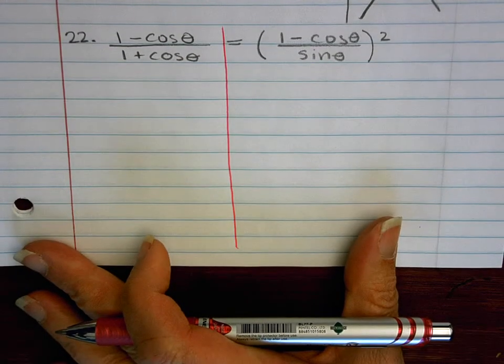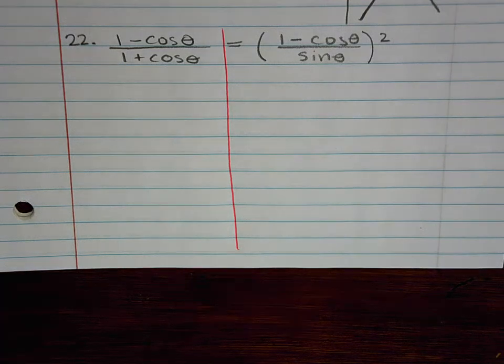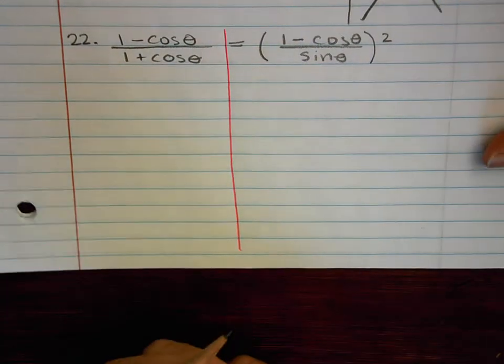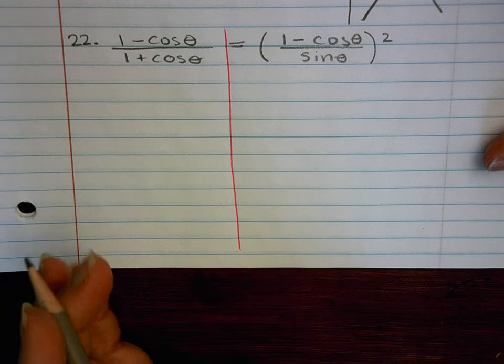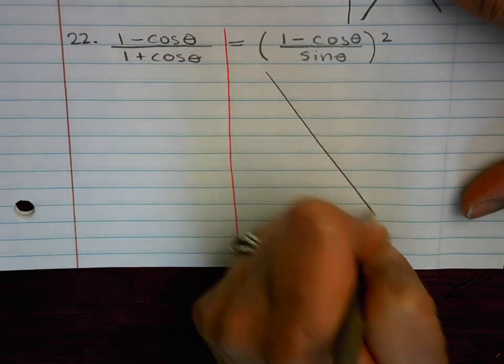Okay, so for question number 22, for this one here, they both kind of look messy as far as what we have to work with. So I think I'm going to work with the left side. The reason I'm working with the left side is because I see something that I could do. And that's really mostly the reason I'm choosing to work with the left side.